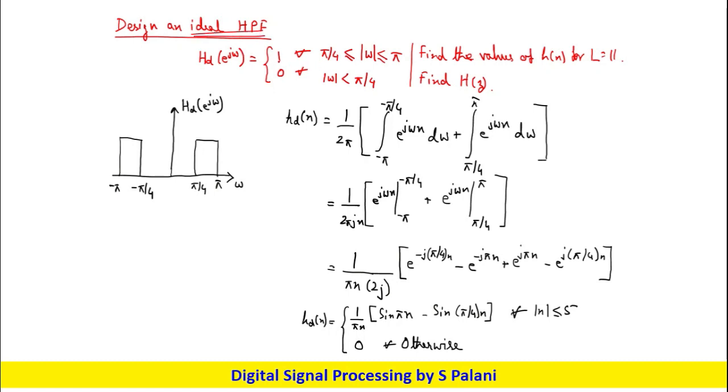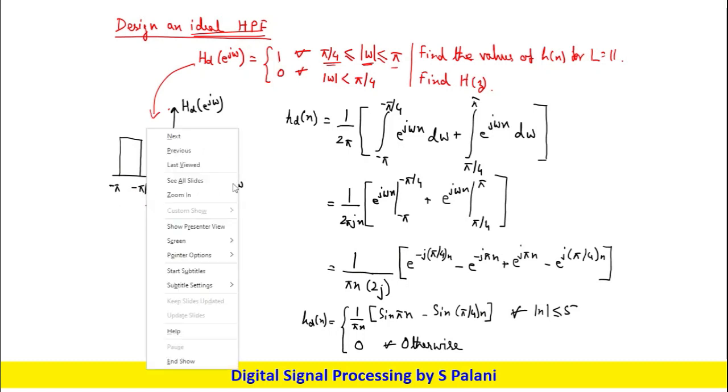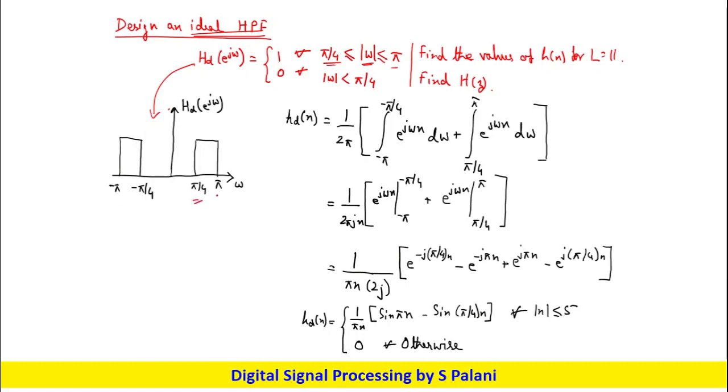Here what is given? When modulus of omega has a value of pi by 4 to pi. So first thing we have to do is draw the frequency response from minus pi to minus pi by 4 and then pi by 4 to pi. So now we have got the limits.